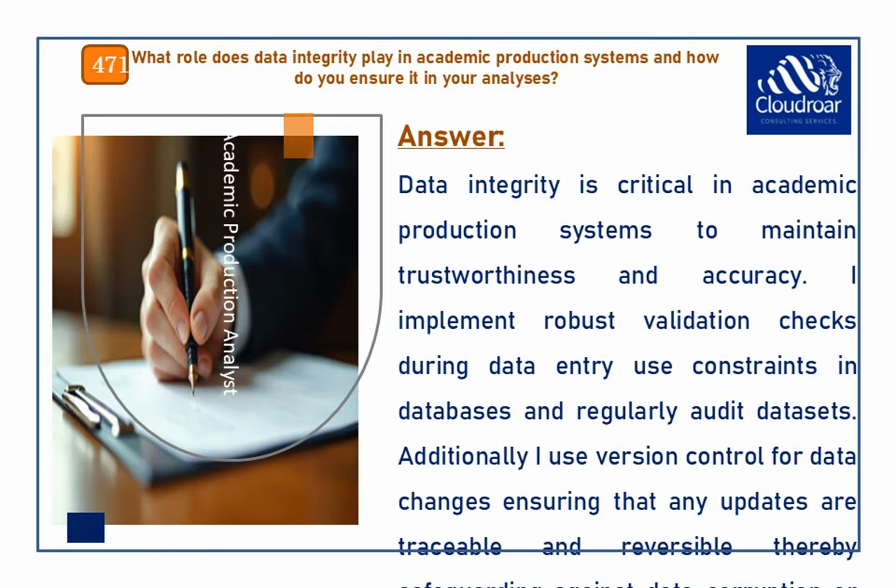Question 471. What role does data integrity play in academic production systems, and how do you ensure it in your analyses? Data integrity is critical in academic production systems to maintain trustworthiness and accuracy. I implement robust validation checks during data entry, use constraints in databases, and regularly audit datasets. Additionally, I use version control for data changes, ensuring that any updates are traceable and reversible, thereby safeguarding against data corruption or loss.